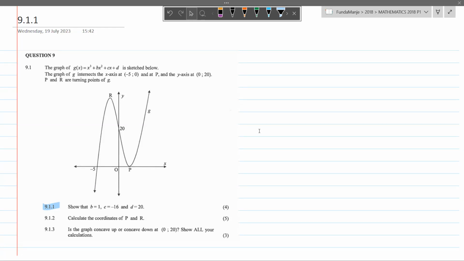Question 9 says, the graph of g of x, which is a cubic function, is sketched below. The graph of g intersects the x-axis at -5 and 0 and at p, and the y-axis at 0 and 20. P and R are turning points of g. Show that b is equal to 1, c is equal to -16, and d is equal to 20.